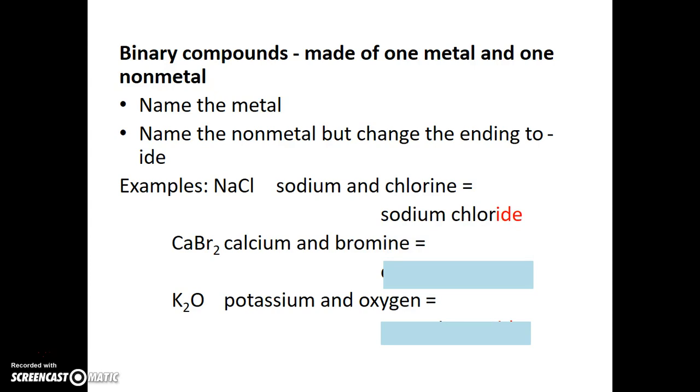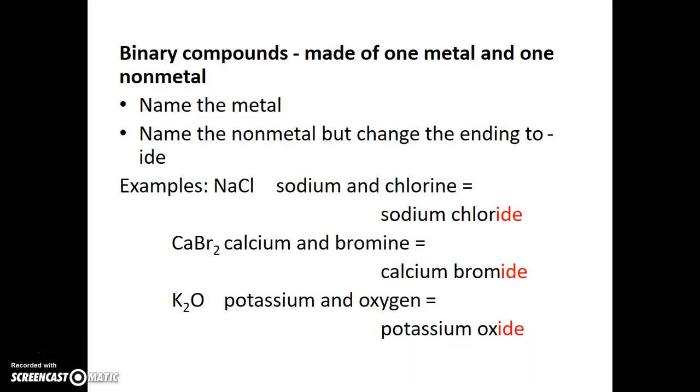Calcium and bromine becomes calcium bromide. Potassium and oxygen becomes potassium oxide. The subscripts in the formulas, again, are based on how many need to fit together so that the total of oxidation numbers is 0. The subscripts in this type of formula do not affect the naming.